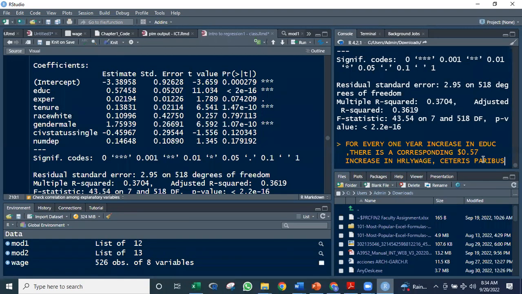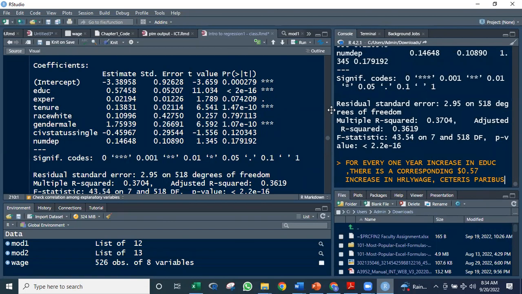Okay, please learn this, guys. We have to know how to interpret these values. Education will form part of your model because education is statistically significant. Our value of 0.57, based on the p-value, is way less than 0.001. So how do you interpret this? For every 1 year increase in education, there is a corresponding $0.57 increase in hourly wage, ceteris paribus.